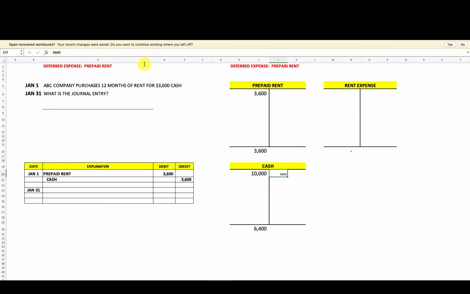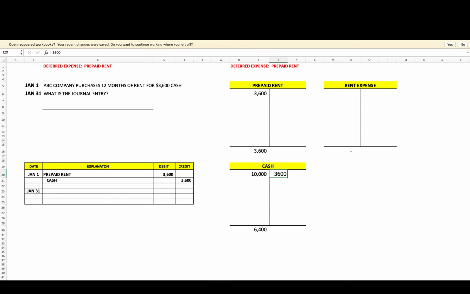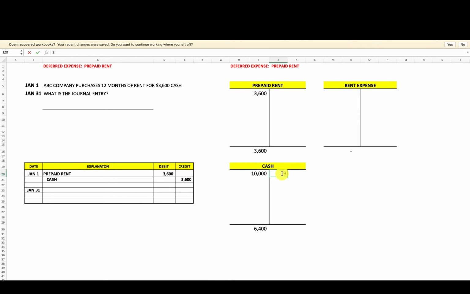And some of you may ask, well, where is this $3,600? Where's this $10,000 coming from? I just put a balance in there because I didn't want to have a negative cash balance in this example. So let's assume we start with $10,000 in cash. I give you that number. It could be anything. It could be 50,000, 100,000, a million, but in this case, it's 10,000. All right, so that's the initial entry. The original entry is we debit prepaid rent and we credit cash.